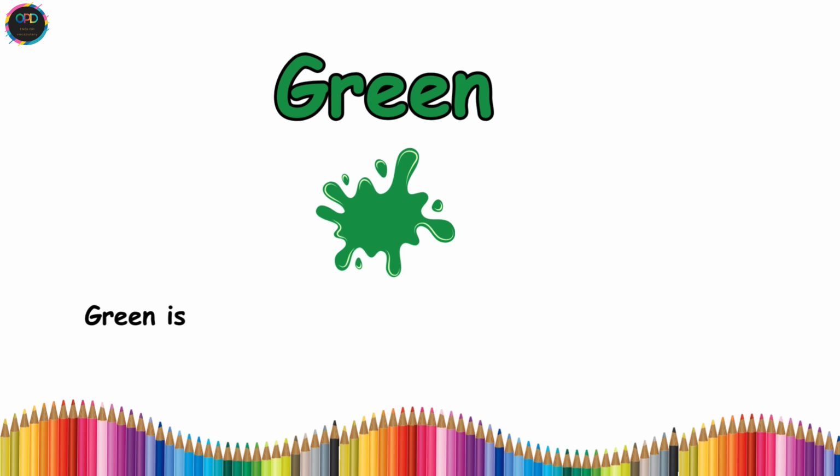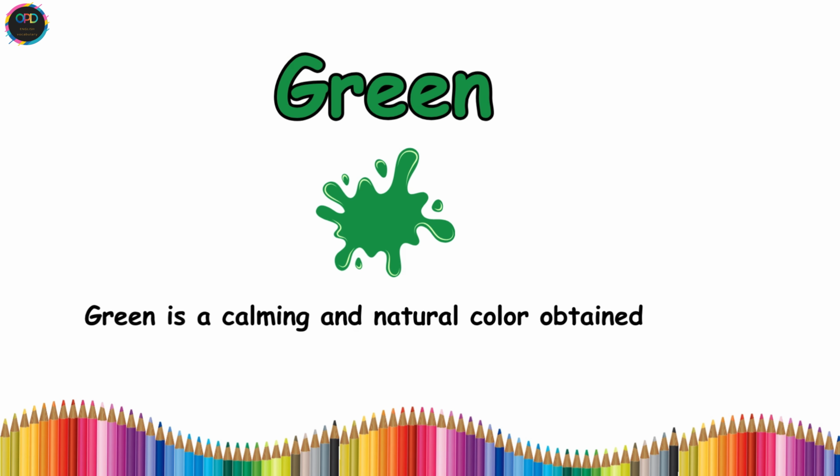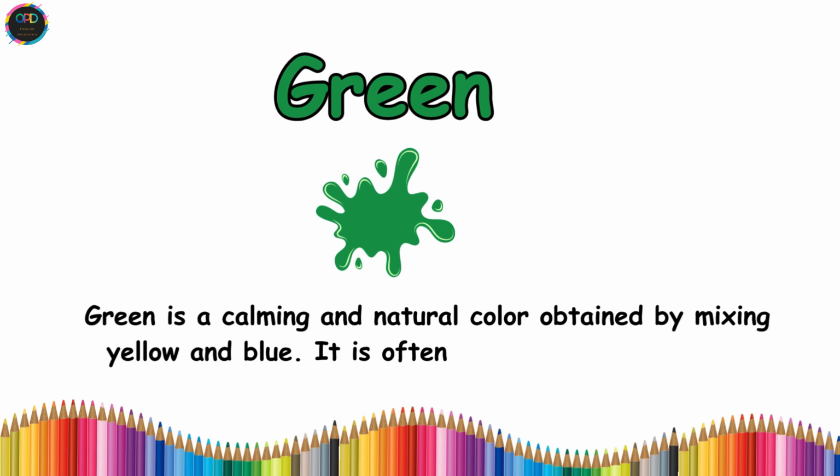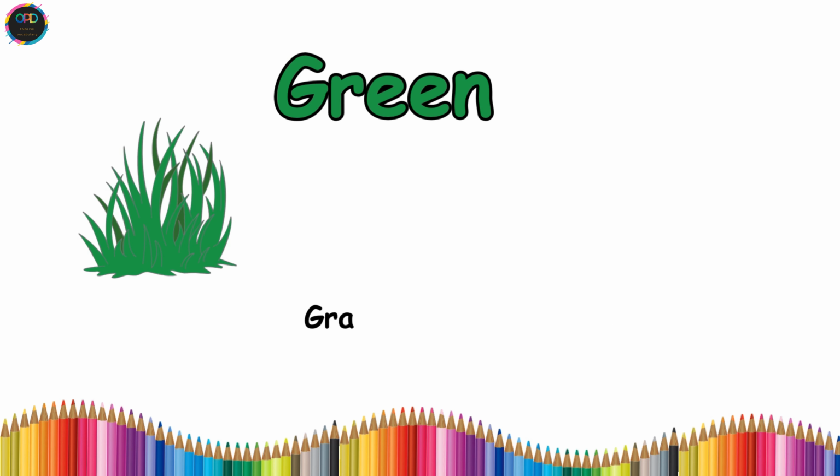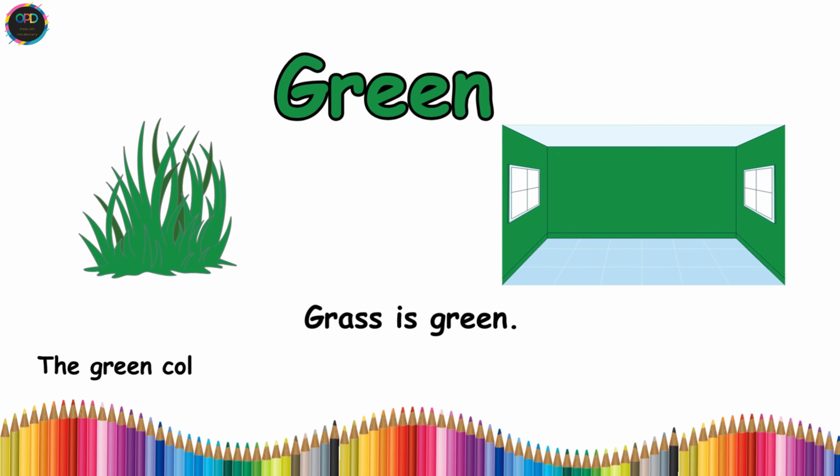Green. Green is a calming and natural color obtained by mixing yellow and blue. It is often associated with nature, growth, and freshness. Grass is green. The green color of the walls adds a sense of calm to the room.